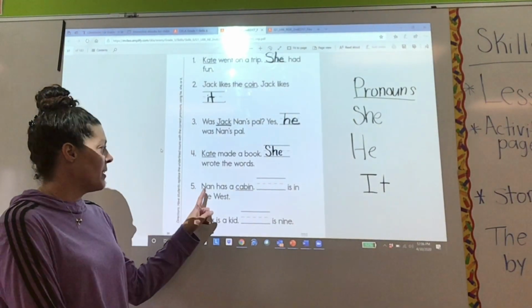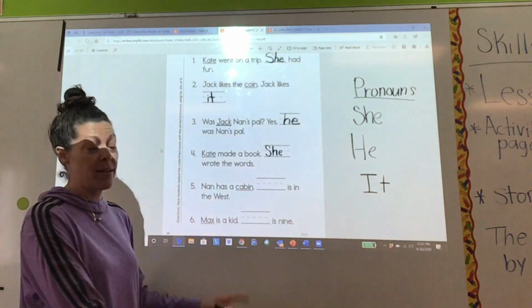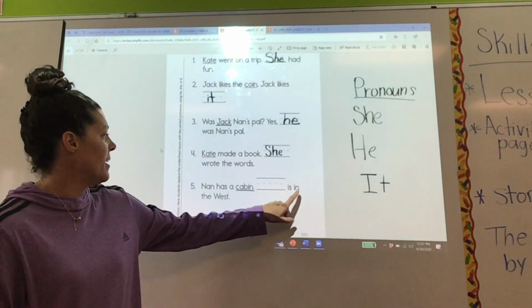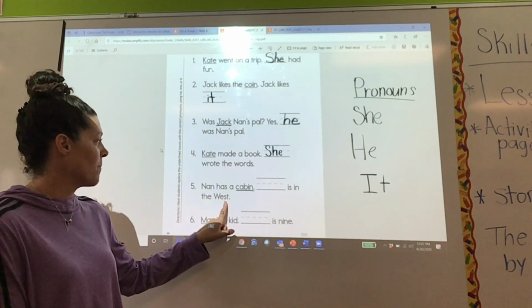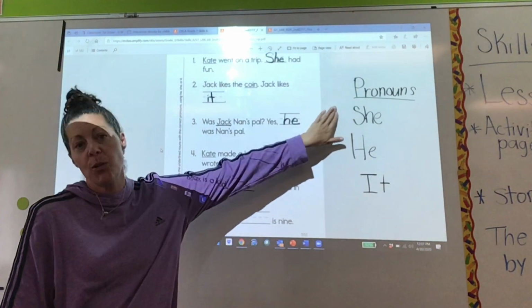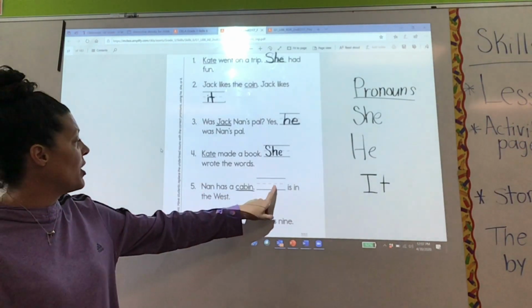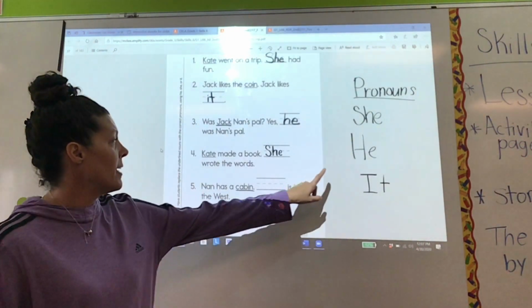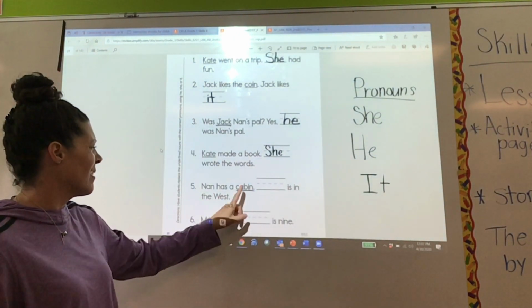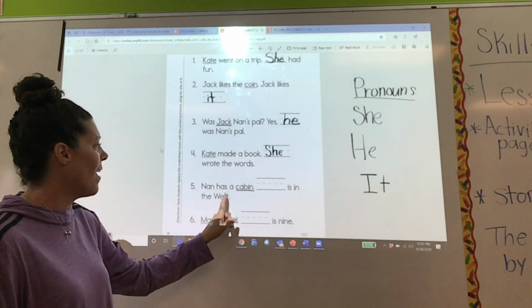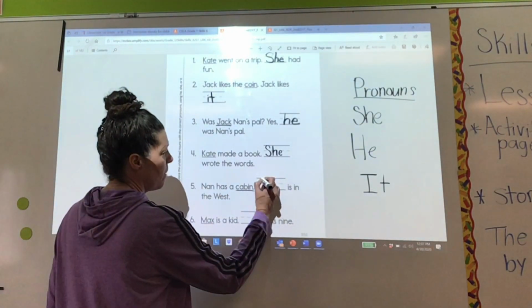Number 5. Nan has a cabin. Cabin's my noun. Cabin is in the west. All right. I'm going to choose one of these to replace my noun. Nan has a cabin. She is in the west. He is in the west. That's not a she or a he. It is in the west.